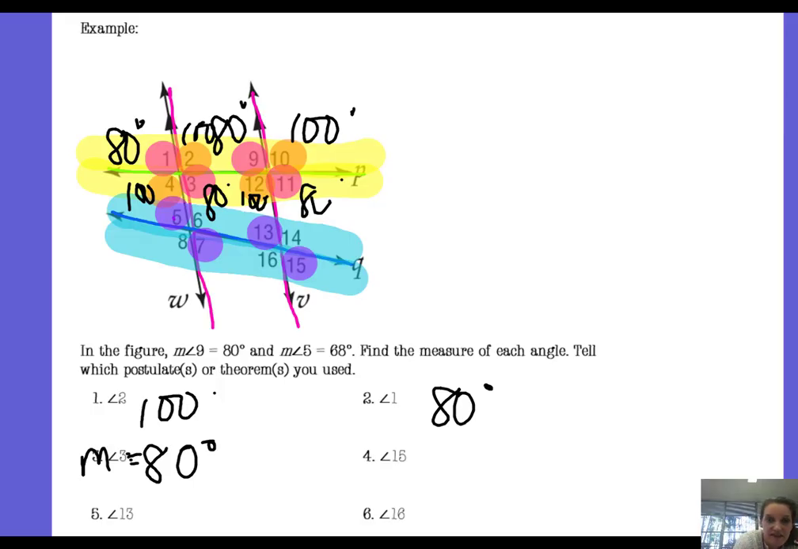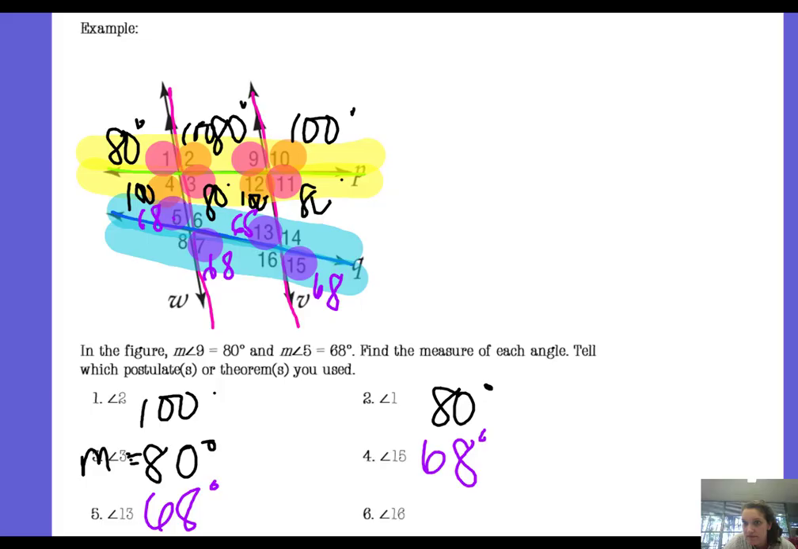So angle 5 is 68. That means angle 7 is 68. That means angle 13 is 68. And that means the measure of angle 15 is 68. So 15 is 68, and 13 is 68.